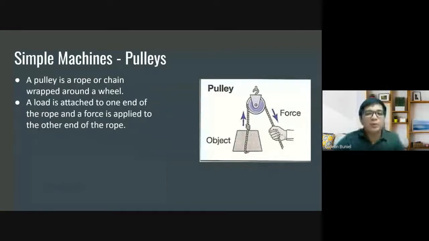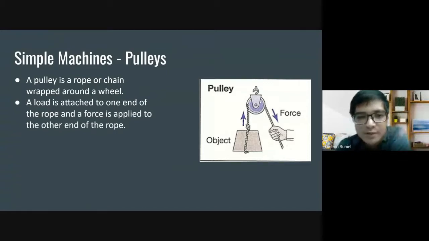Not the police, the pulley system. A pulley is a rope or chain wrapped around a wheel. So there are two things in a pulley that we can use: the rope and the chain. Usually it's the rope, but for mega structures they're already using chain. So basically a rope is wrapped around this wheel here. You can also use chain here to lift an object.